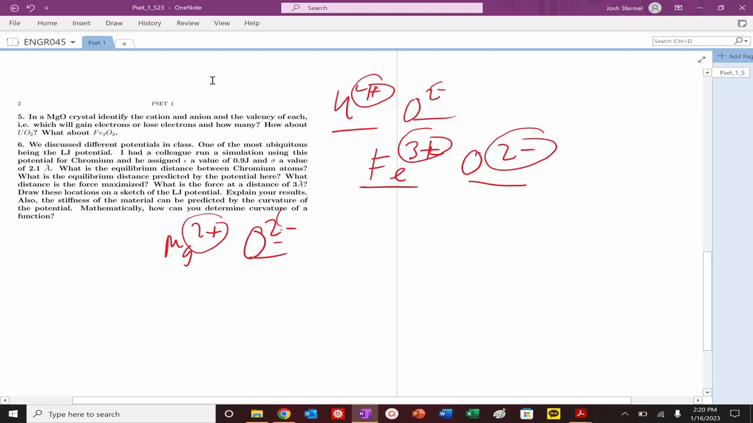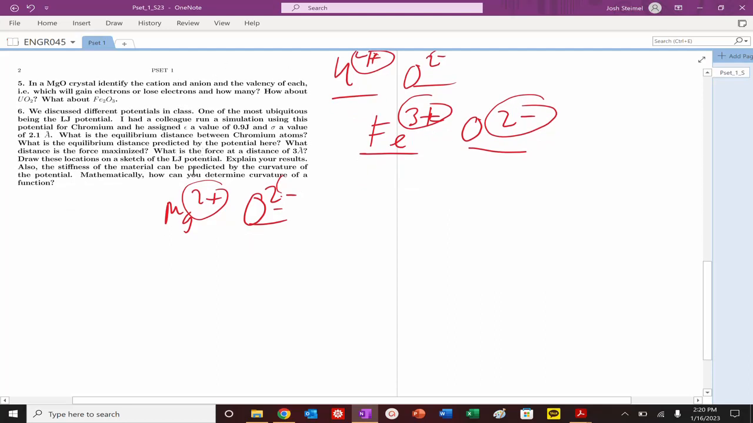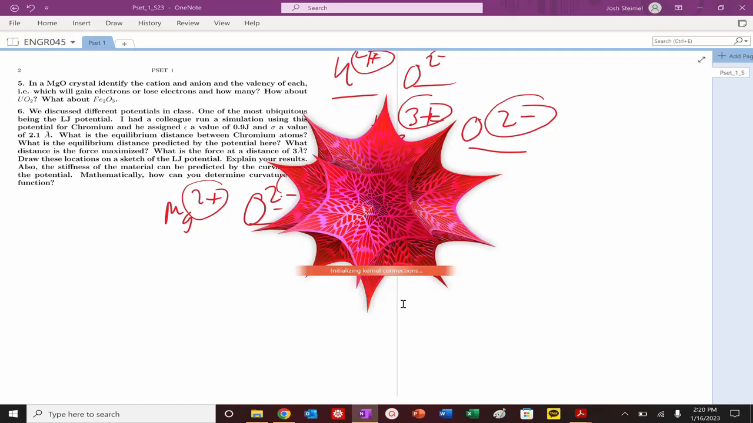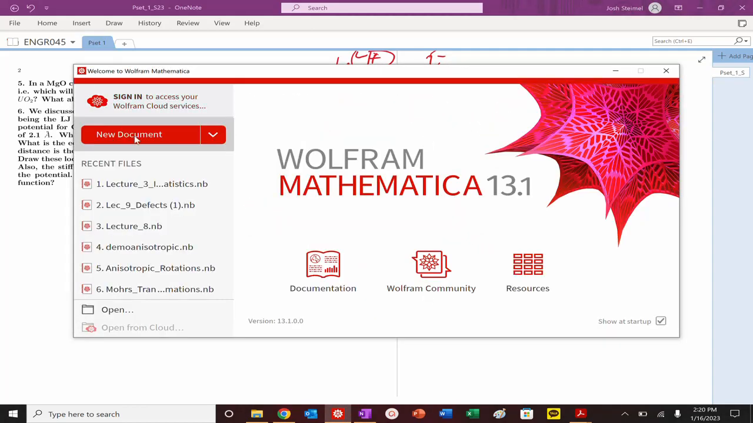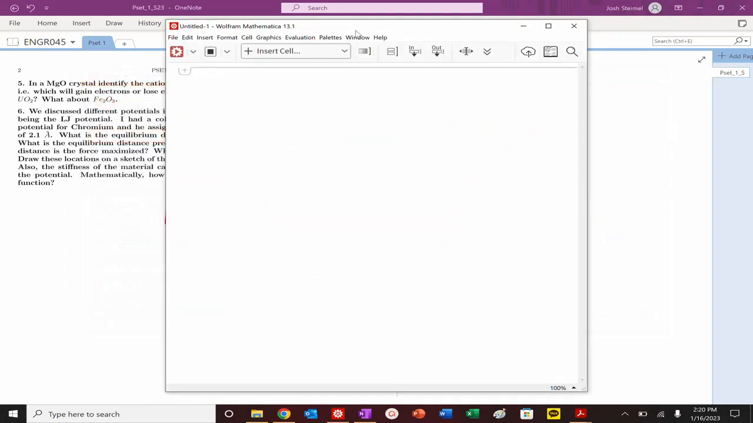All right, finally, we looked at different potentials in the class. So one of the key potentials was our Lennard-Jones potential. So let's go ahead and start to calculate some of these values for us. Waiting for Mathematica to open up, but be patient. Mathematica is a great tool for us to use. We are very fortunate to have it.